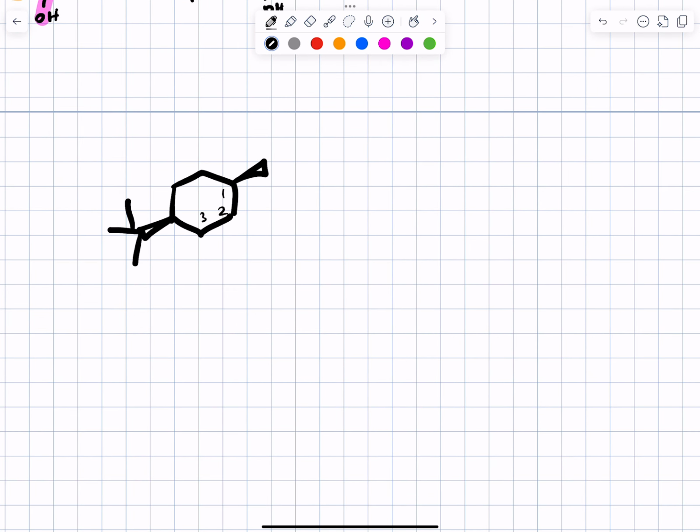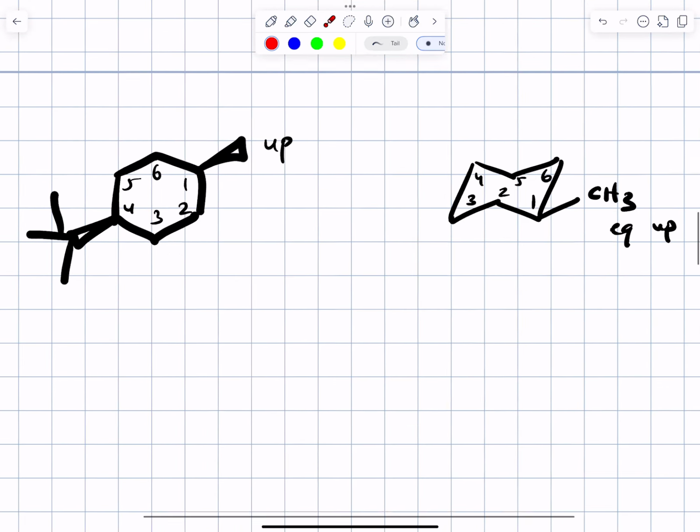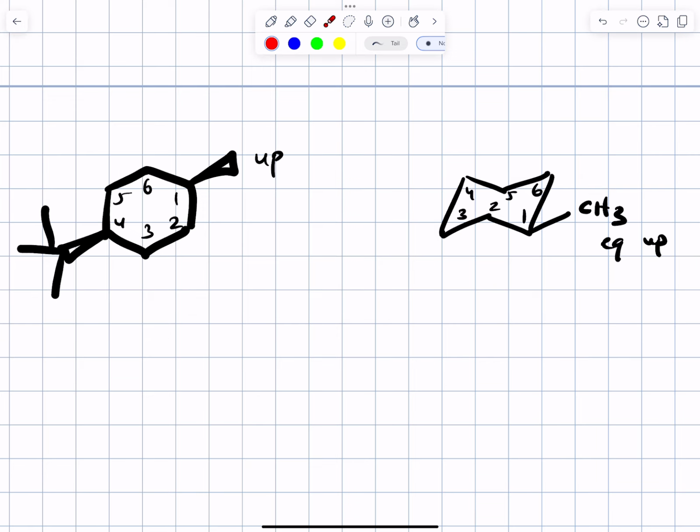Again, it'll maybe be best to just number around the ring, then draw a chair. I'm going to choose to put carbon 1 at a valley: 1, 2, 3, 4, 5, and 6. Now that I've made that choice, on carbon 1, the methyl group is up, and my only up position on carbon 1 is equatorial. Then on carbon 4, that T-butyl group is up. And now I come here, the only up position on carbon 4, which is at a peak, is axial. So this is axial up.